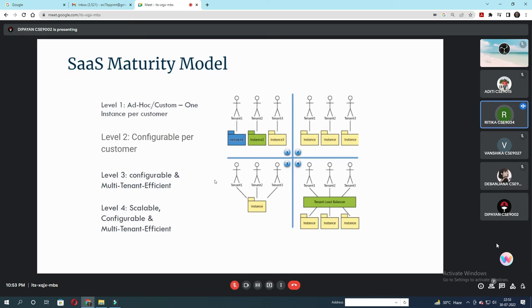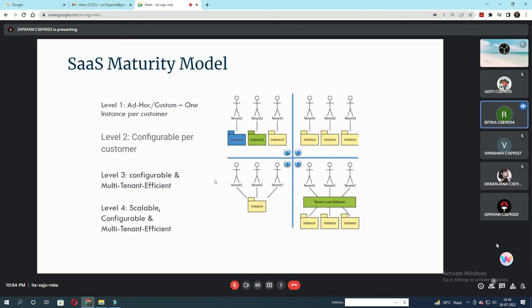Level 2 is single tenant configurable instances. At level 2, software can be customized by changing its configuration instead of writing custom code. In other words, all the tenants interact with the same code configured in different ways. And level 3 is multi-tenant and configurable.